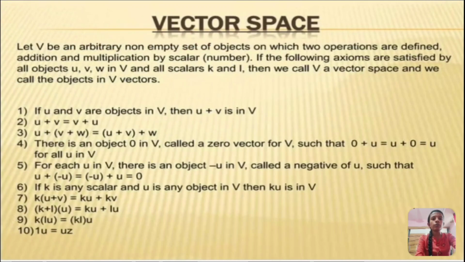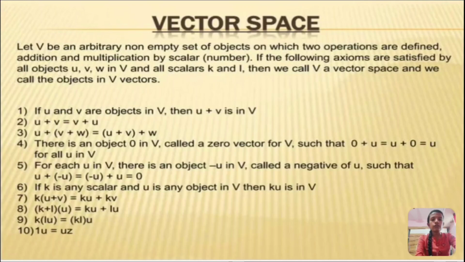Next, coming to the topic vector space. Let V be an arbitrary non-empty set of objects on which two operations are defined, addition and multiplication by scalar number. If the following axioms are satisfied for all objects u, v, w in V and all scalars k and l, then we call V a vector space and we call the objects in V vectors.